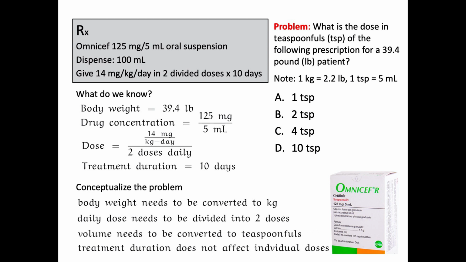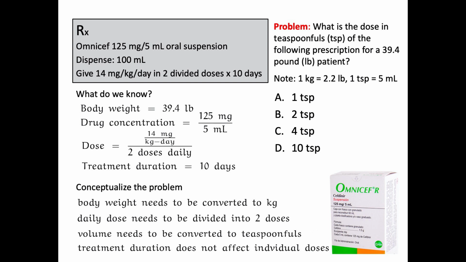And I guess the most complicated part of this is the dose. We were told to give 14 milligrams per kilogram per day. That's per day. However, this is the tricky part. It was said to be in 2 divided doses. So the daily dose, whatever amount they take per day, would have to be divided into 2 for an individual dose. So you can see I wrote that as 14 milligrams per kilogram per day over 2 doses daily, because that's kind of the trick to this question. We were given a daily total dose, but then told that dose has to be divided further into 2. Okay, so how do we get to where we need to go? We're trying to solve for the weight of the drug per teaspoonful this patient needs for an individual dose.